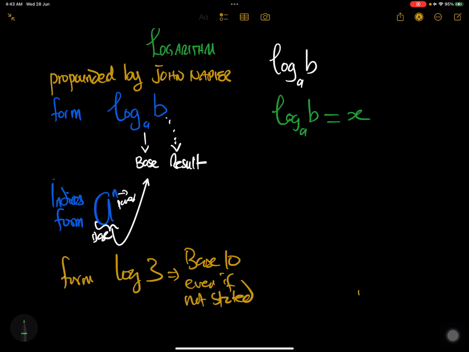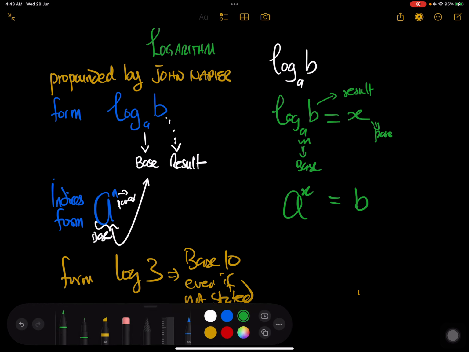And to do that, we know that because this is the base, it will be of the form the base to the power of x. Because we said that x is here, it will become the power. And then we said the b is the result. So x goes to the top of the base a, and it's going to be equal to b. So let's keep that at the back of our minds, and we're going to start another property.